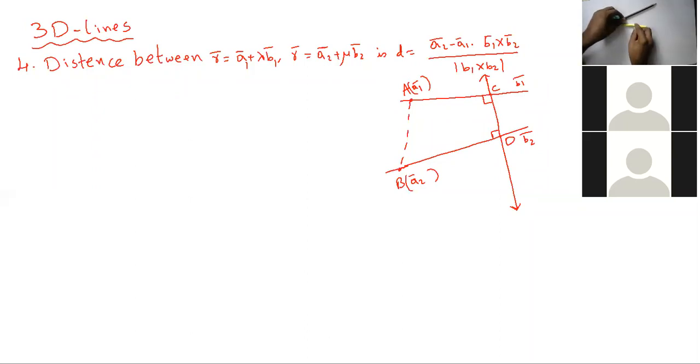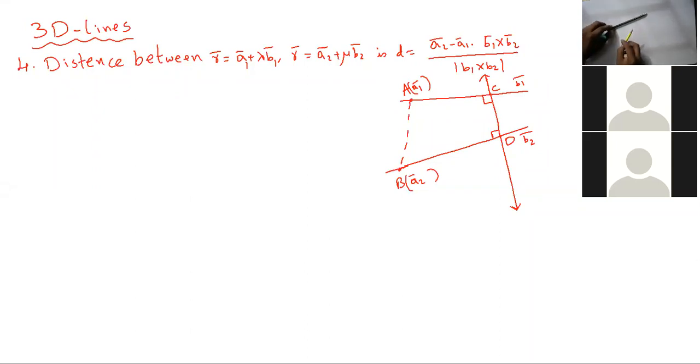I'll just give the example. Suppose these 2 are the vectors, lines, and this line is perpendicular to this plane. This line is perpendicular to the yellow pencil also and the black pencil also. But this line is perpendicular to both, but these 2 are not perpendicular to each other. In three-dimensional geometry, it is possible.